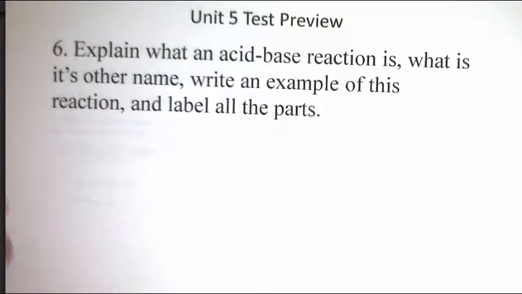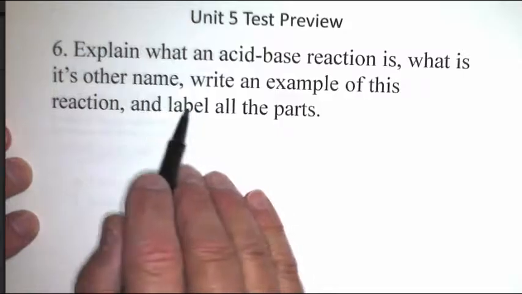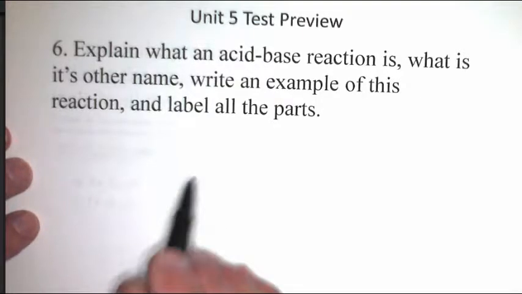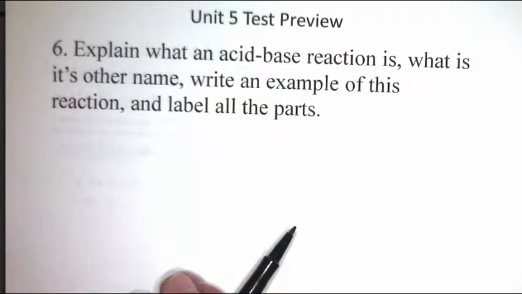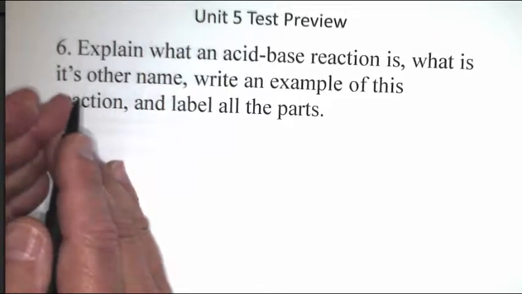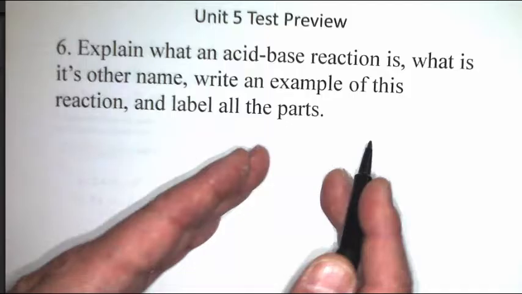It asks, explain what an acid-base reaction is, what its other name is, write an example of this reaction, label the parts. Okay? So an acid-base reaction for us at this point in the semester only has to do with what are called Arrhenius acids and Arrhenius bases. So an acid-base reaction is one in which you have an acid where hydrogen is on the front. That's how we identify it as an Arrhenius acid, reacting with a base which has hydroxide on the back.